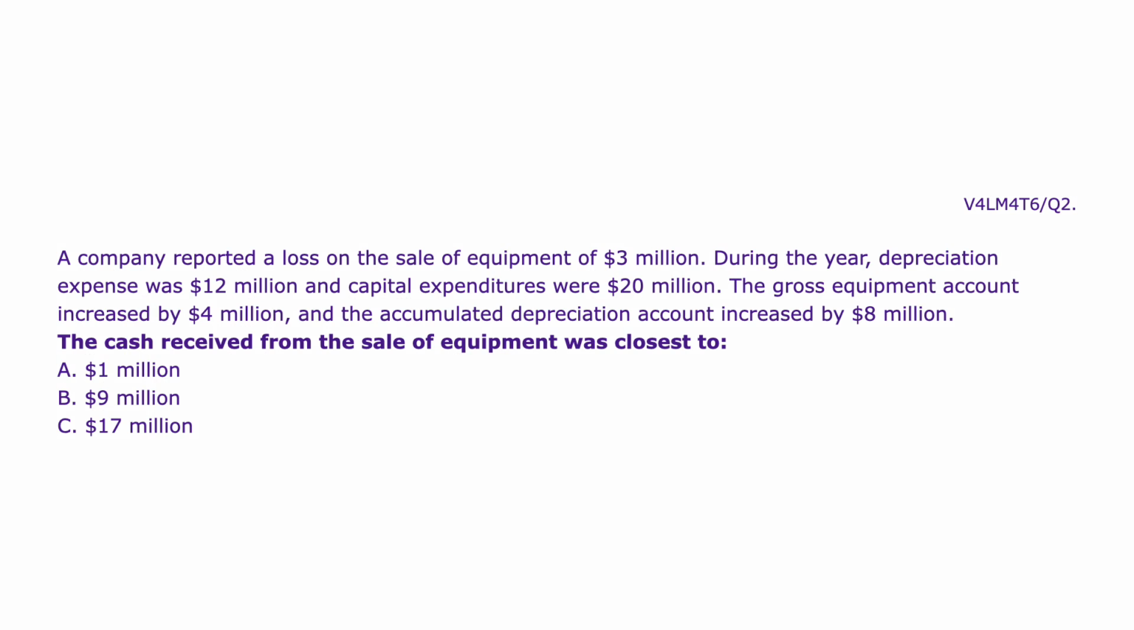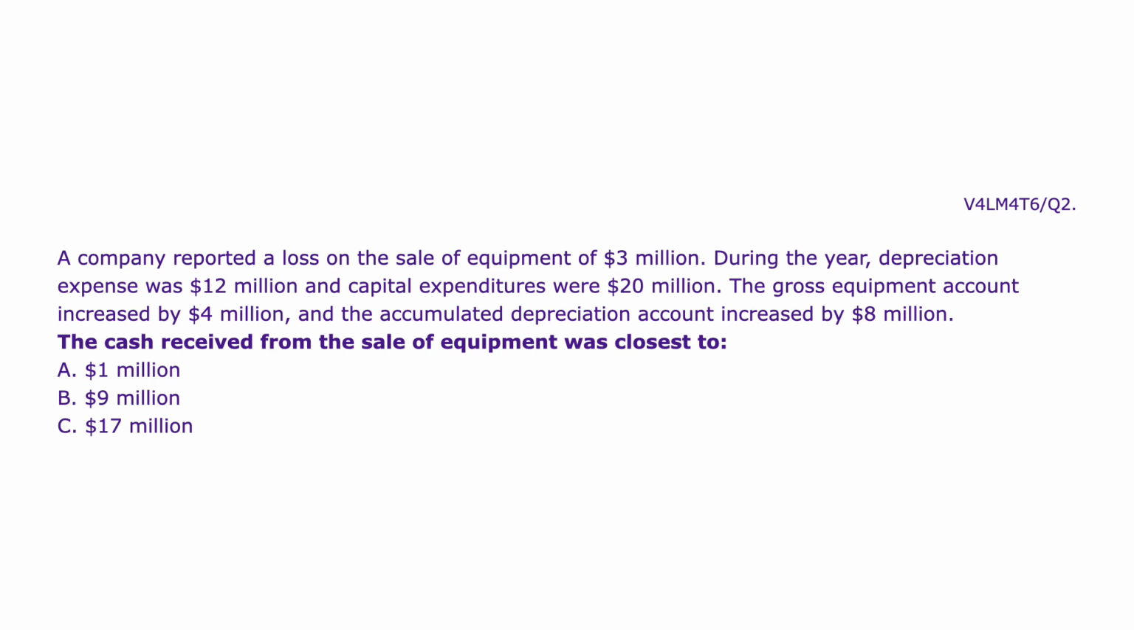A company reported a loss on the sale of equipment of $3 million. During the year, depreciation expense was $12 million and capital expenditures were $20 million. The gross equipment account increased by $4 million, and the accumulated depreciation account increased by $8 million.